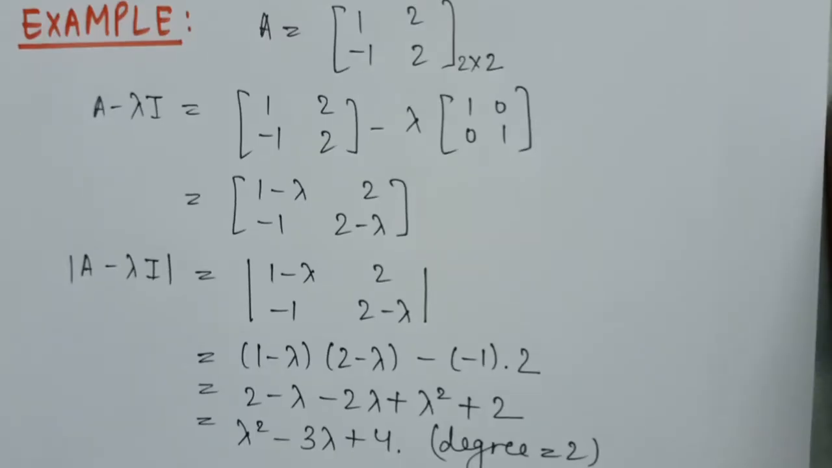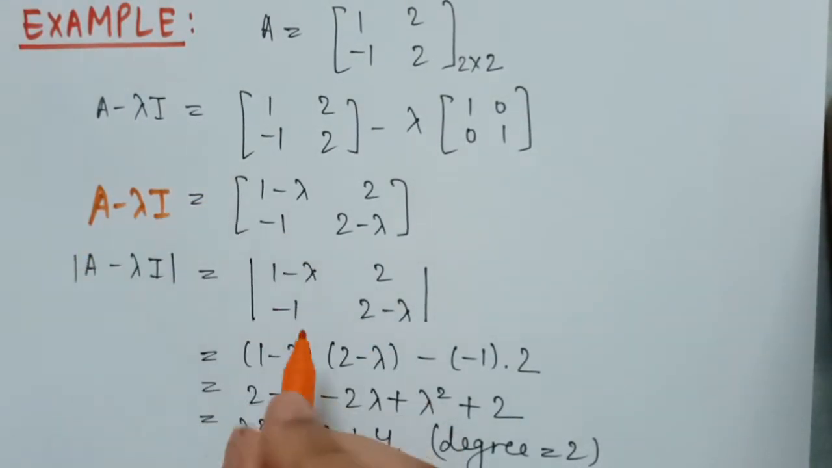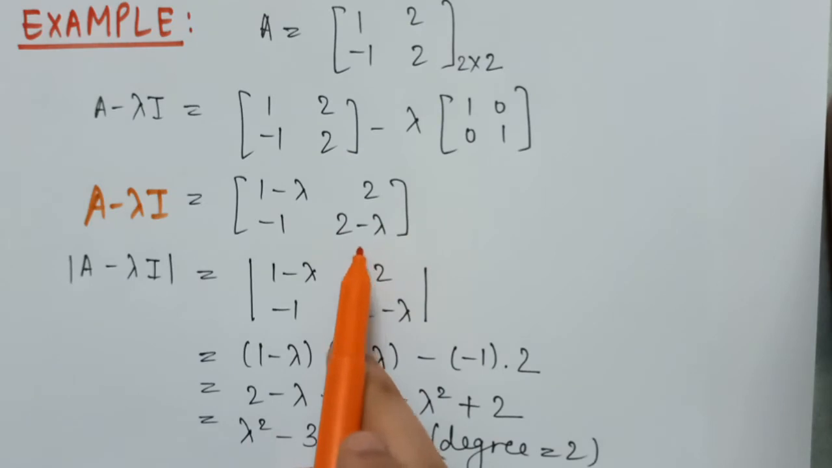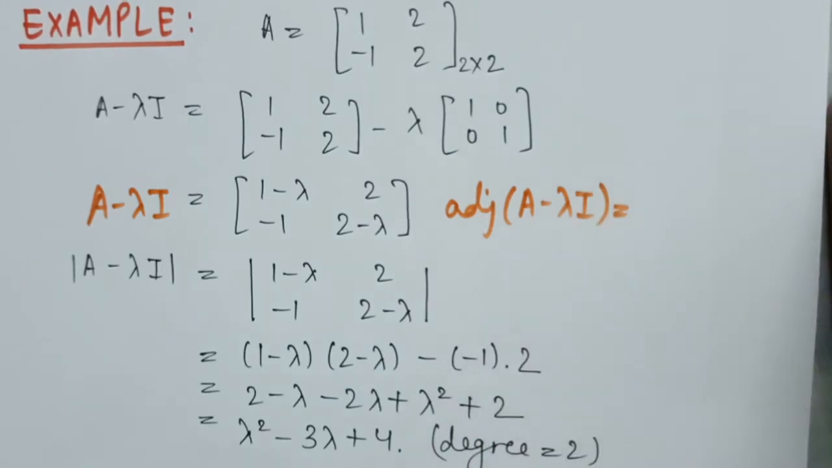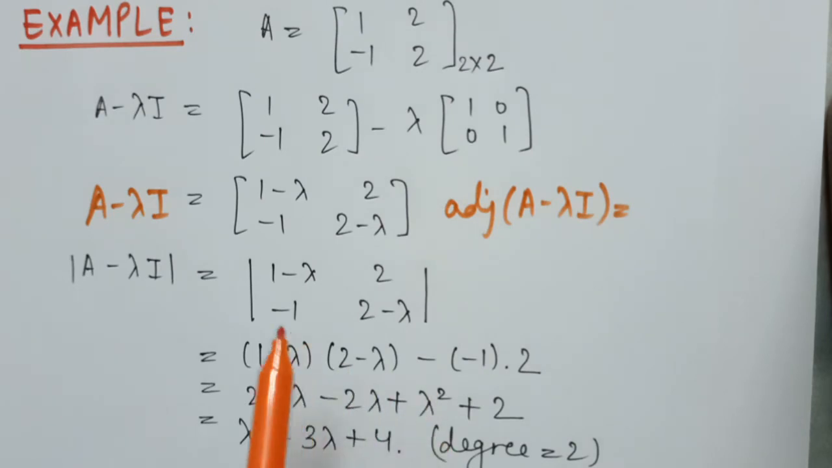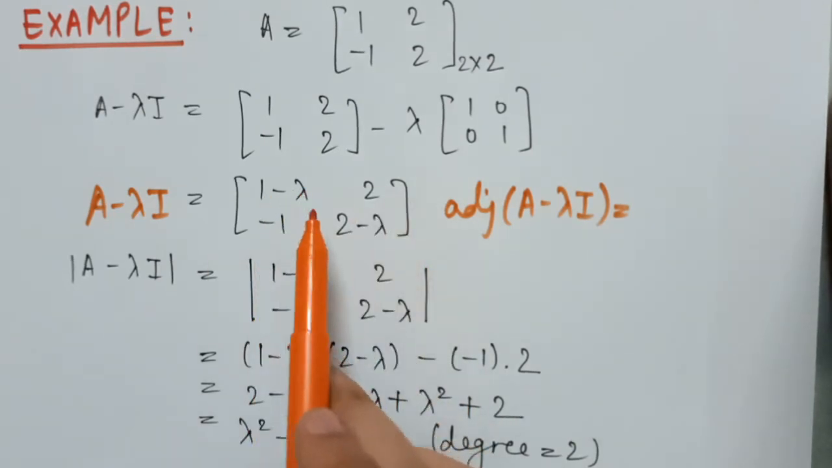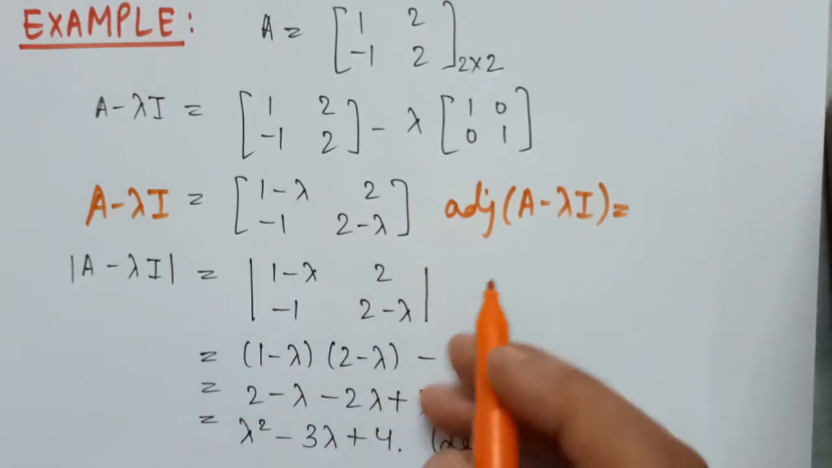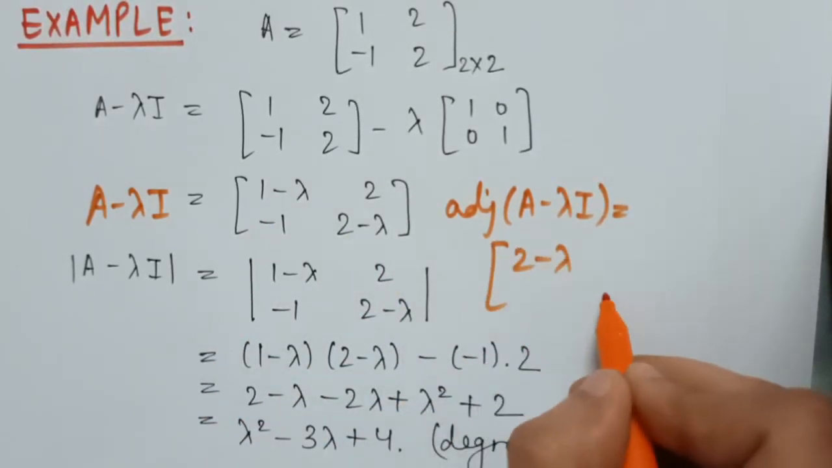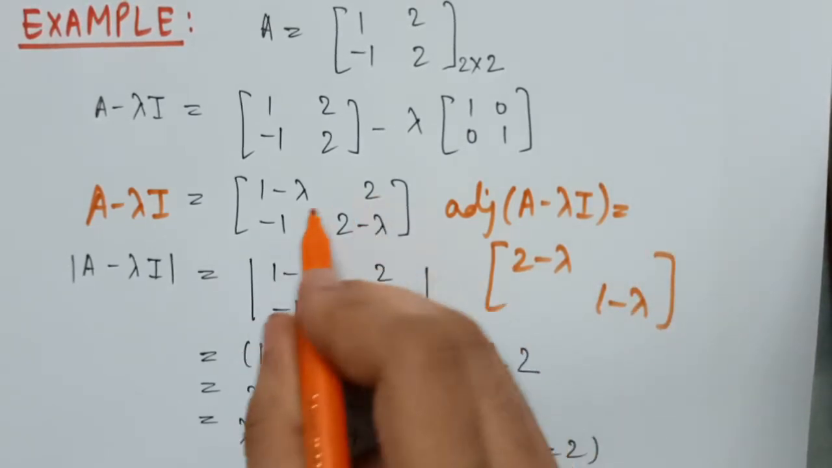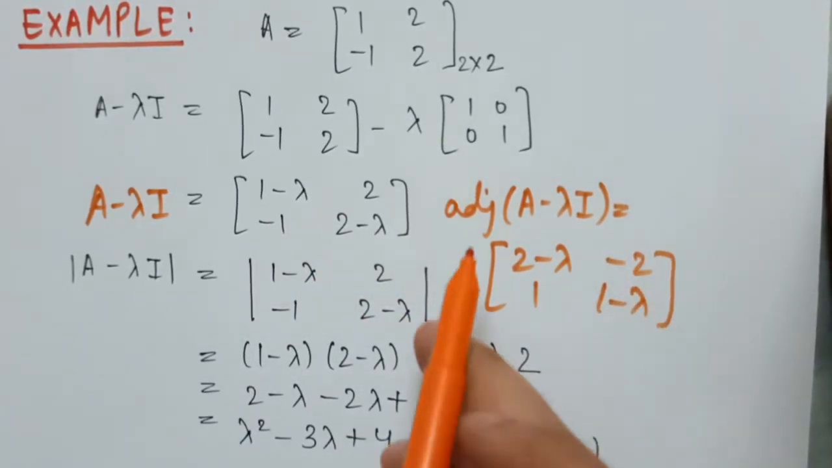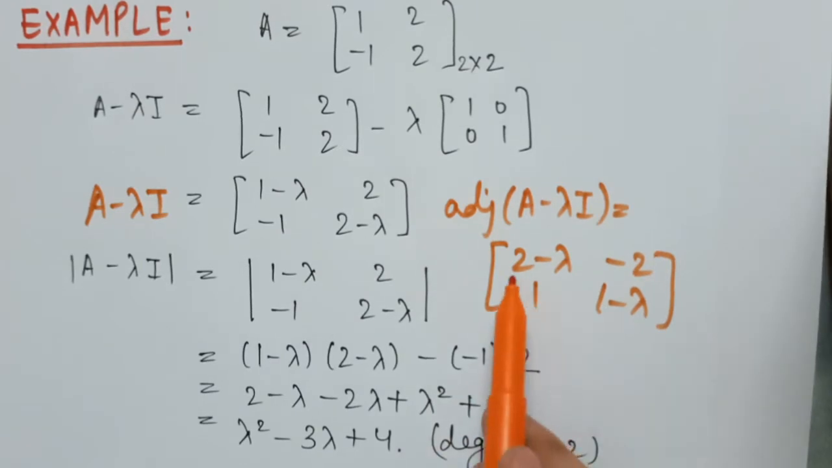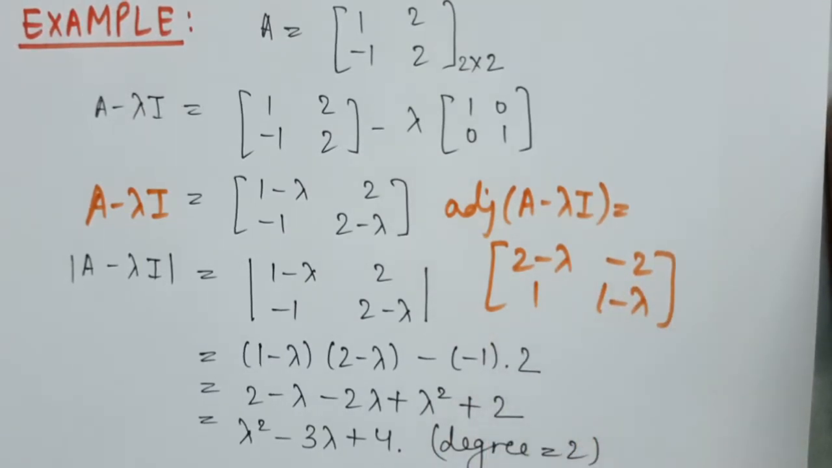Coming back to the example again, A minus lambda I was equal to [1 minus lambda, 2; minus 1, 2 minus lambda]. Now we have to find the adjoint of A minus lambda I. Here's the trick: there's a simple trick to find the adjoint of a 2 into 2 matrix. We simply swap these two, so here will be 2 minus lambda and here will be 1 minus lambda, and simply change the signs of these two. So minus 1, here will be 1, and here will be minus 2. So this is the adjoint of A minus lambda I: [2 minus lambda, minus 2; 1, 1 minus lambda].